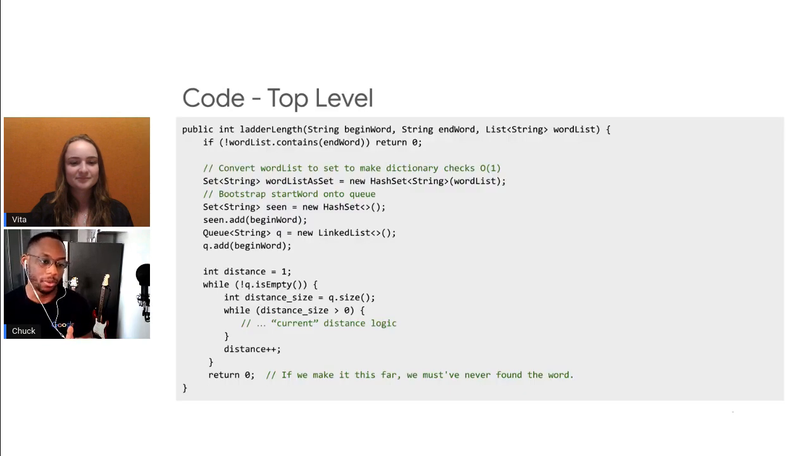Okay, here's the top level code, right? If the end word is not in the word list, we can immediately just say it's not possible, right? Because you've got to be in the word list. Okay, ignoring that, we're going to first create a set out of our word list. That'll help us with very quick lookups. And then we're going to bootstrap start word onto the queue, right? So this is just sort of regular BFS here. And then the setup looks a little bit different, but it's mostly still looking like BFS, right? So we have distance set to 1 initially. While the queue is not empty, we're going to capture the current size of the queue. Then we're going to do our current distance logic, which I'll get to next.